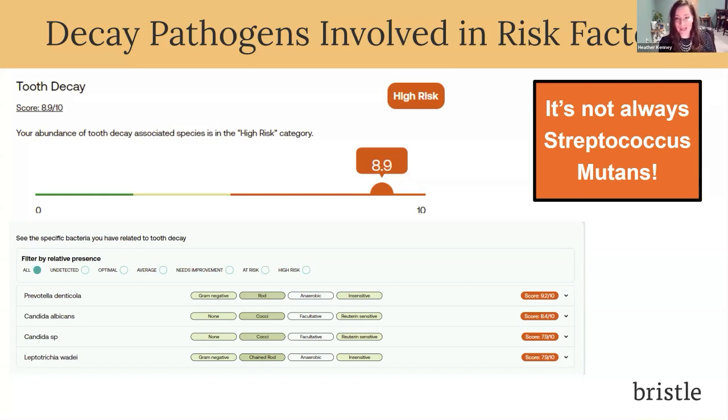I know we've been trained our entire hygiene and dental career that it's strep mutans that is an issue, but dental decay is a polymicrobial infection that's involved with multiple types of bacteria. So it doesn't have to have strep mutans in there to be high risk. Prevotella denticola is one that has struck my fancy when it comes to looking at it.